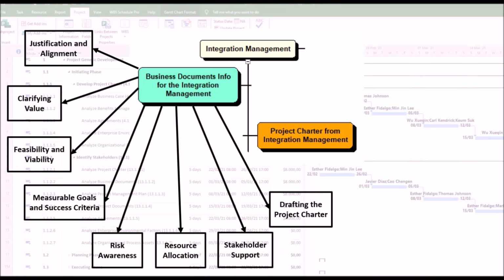In summary, business documents play a vital role in shaping the project charter by providing the necessary justification, clarity, and direction for the project. They ensure alignment with organizational goals, secure stakeholder support, and establish a solid foundation for project success.